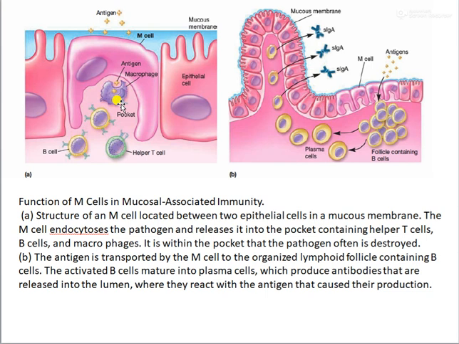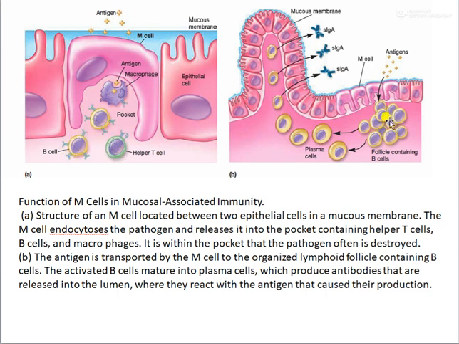And at the same time, these antigens are also presented to the B lymphocytes, and the T helper cells also interact with the B lymphocytes. So a combined action of these three types of cells is carried out within the M cell associated pocket. The antigen is then transported by the M cell to the organized lymphoid follicle. This is the follicle we consider here, and it contains B cells.